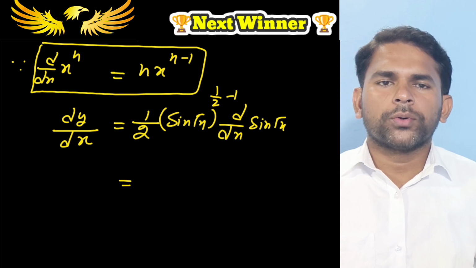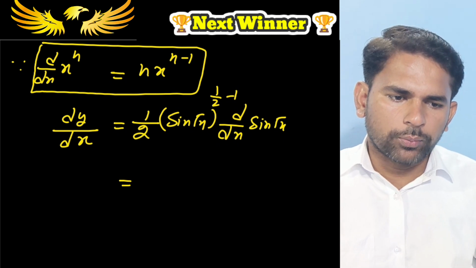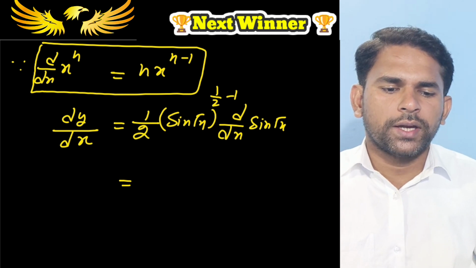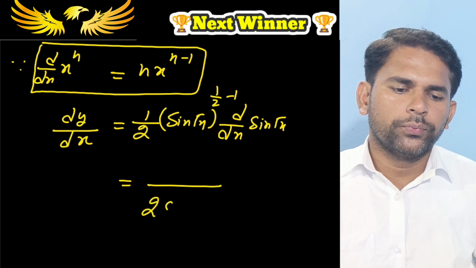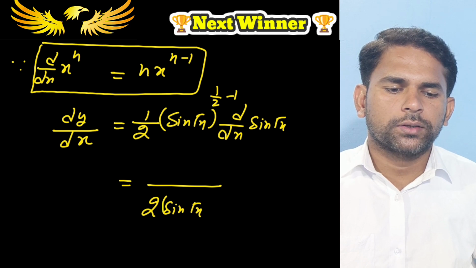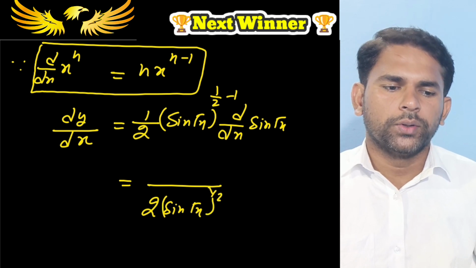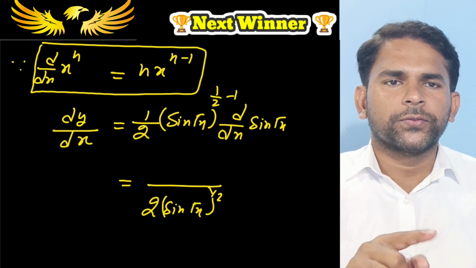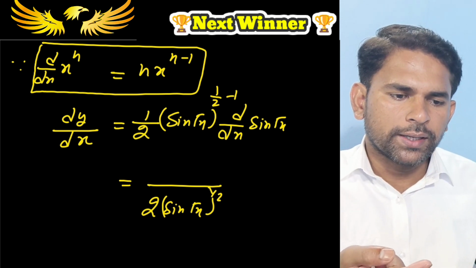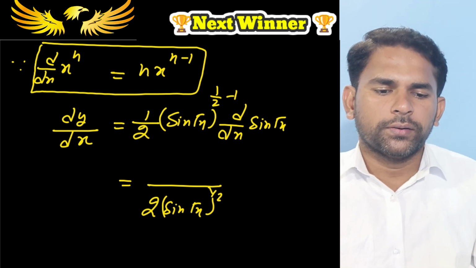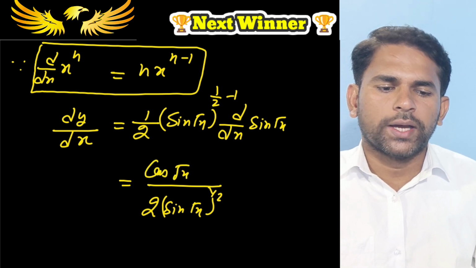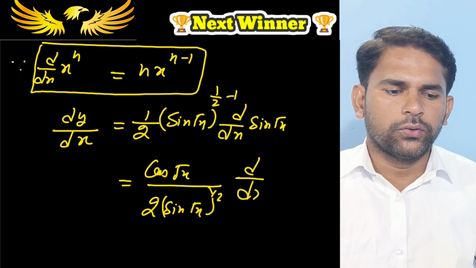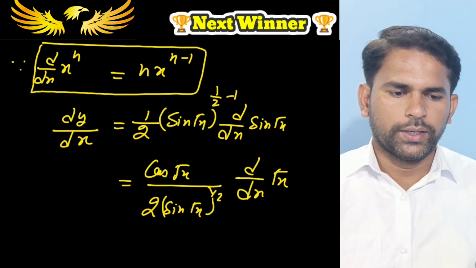Now 1 upon 2 sine root x power 1 upon 2 minus 1. It means minus 1 by 2. Minus 1 by 2 will come downside. So you can write here 2 sine root x power 1 by 2. And the differentiation of sine x will be cos x. But here we have sine root x, so here it will be cos root x. And root x you are considering as a function of x, so again you will differentiate root x.